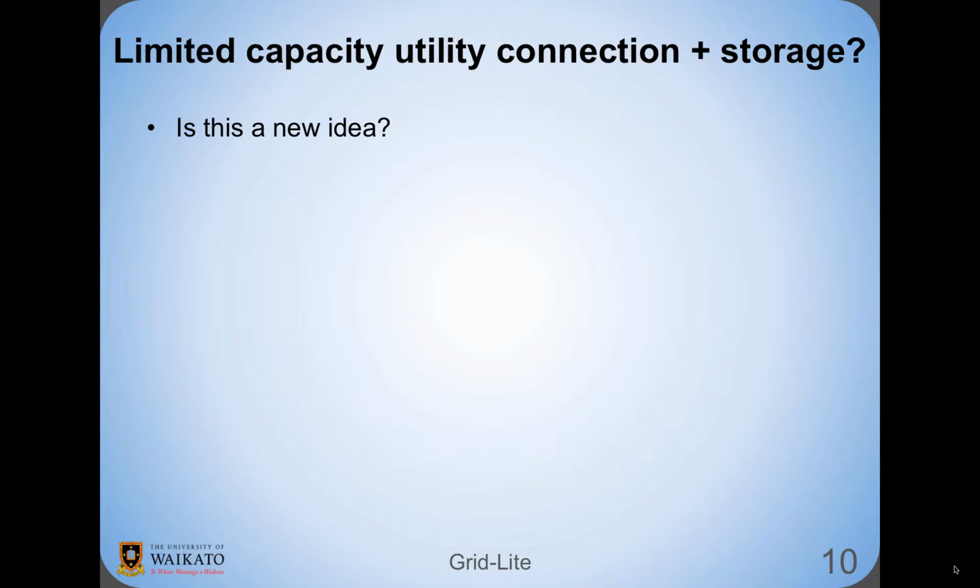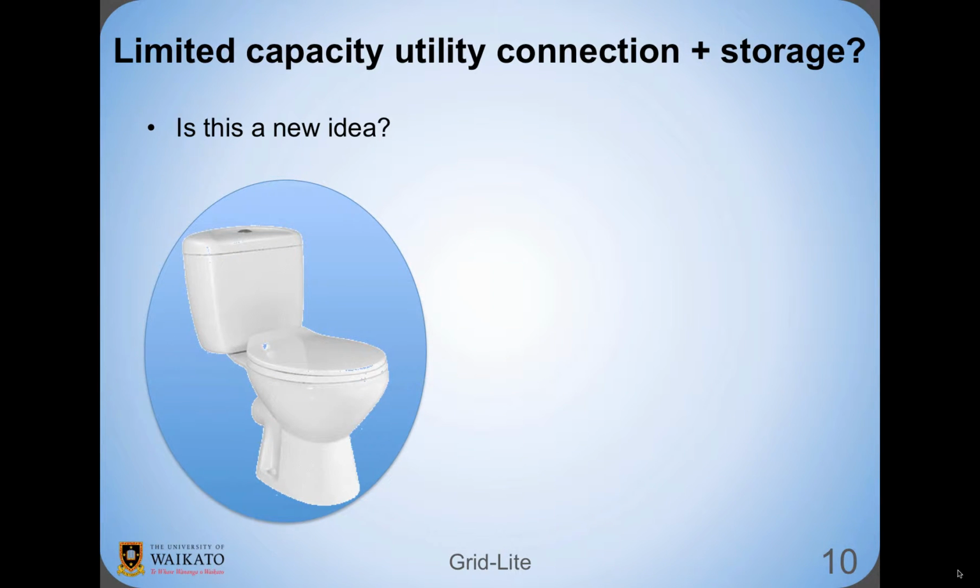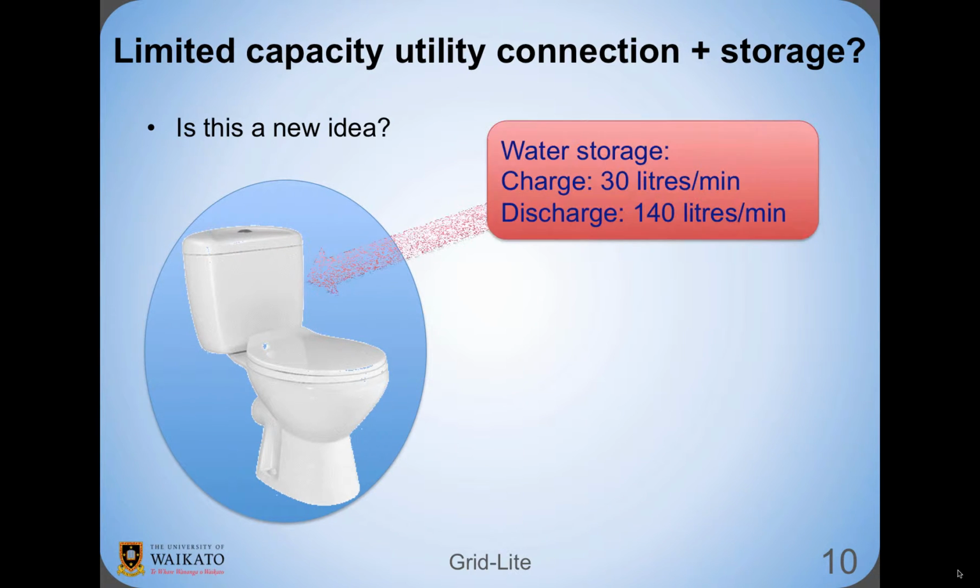And here we're talking about a limited connection with storage. How does this change things? Here's a very good example that's been around for 100 years or more. The standard flush toilet has storage and a utility connection limited to about 30 litres a minute. That's a 15mm water pipe. But when it discharges to flush the toilet, it delivers that stored water at more than 4 times the rate.